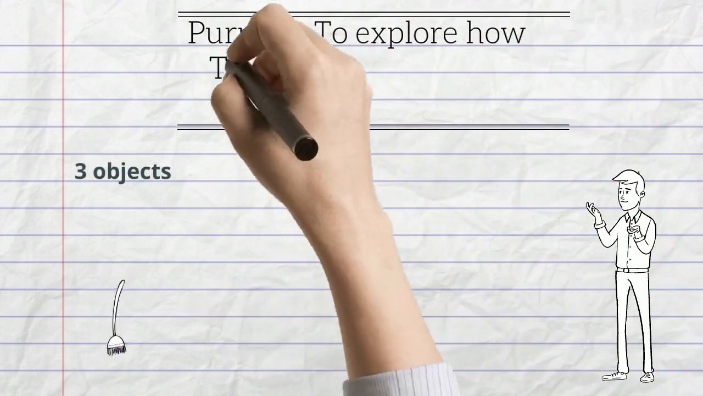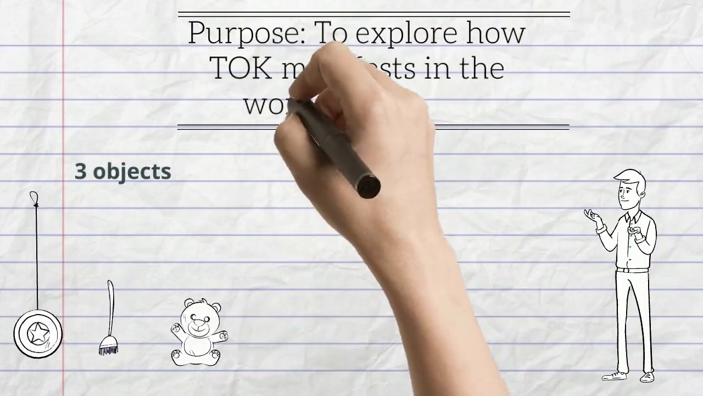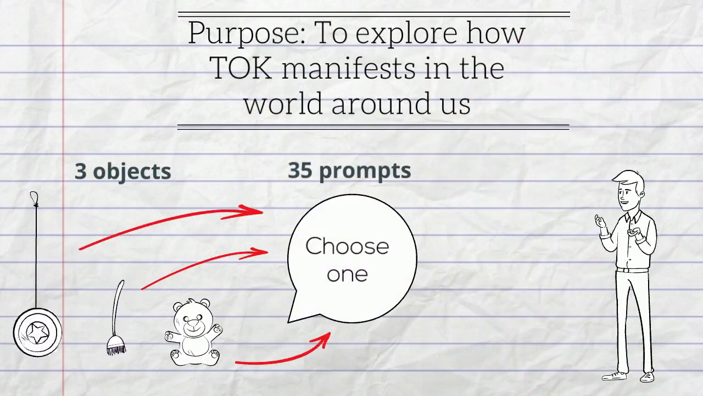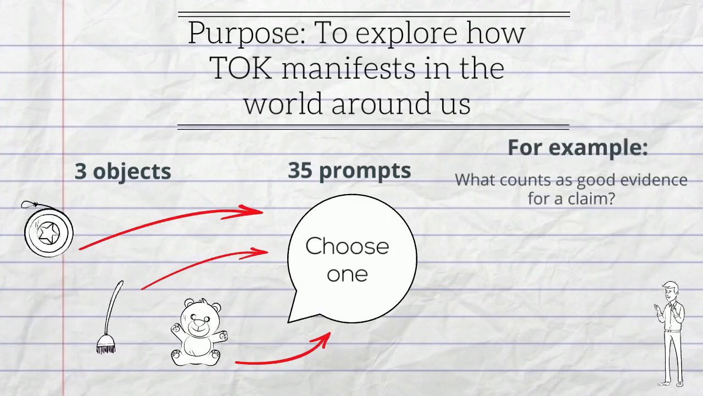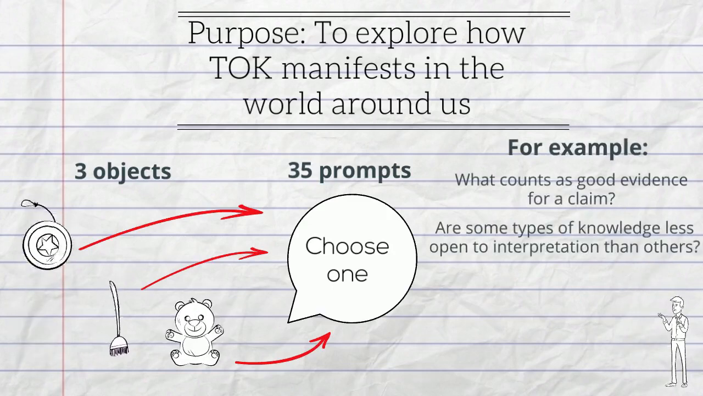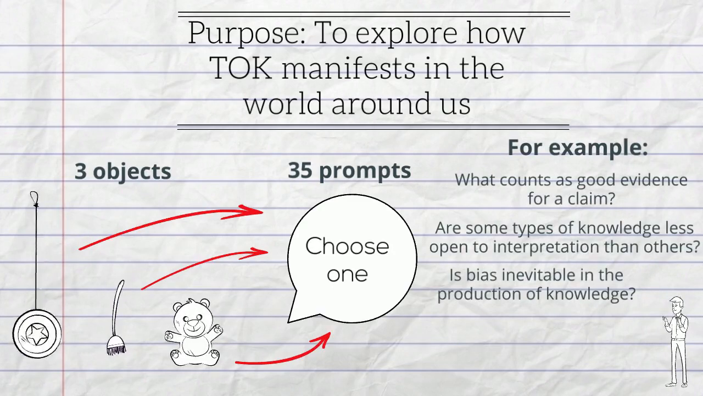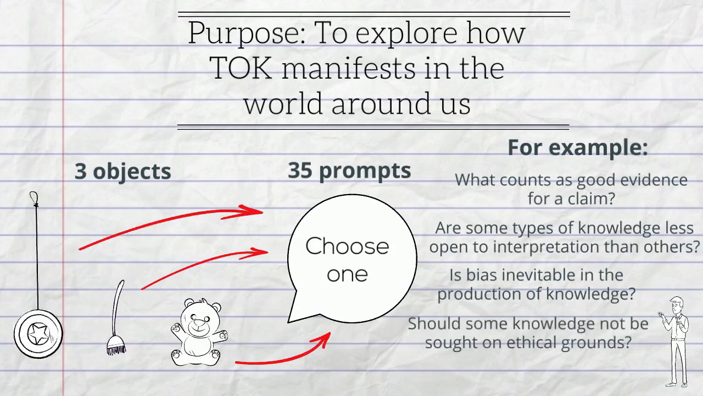us. You're required to create an exhibition of 3 objects that connect to one of the 35 prompts provided in the TOK guide. Here are some examples of the prompts. What counts as good evidence for a claim? Are some types of knowledge less open to interpretation than others? Is bias inevitable in the production of knowledge? Should some knowledge not be sought on ethical grounds?